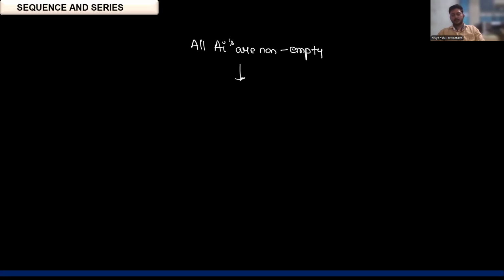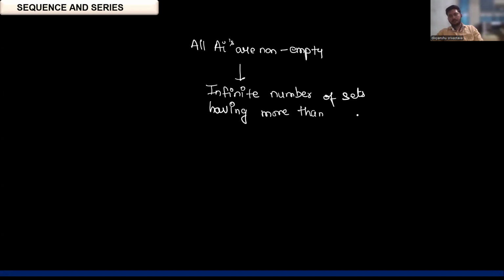Second, if an infinite number of sets have more than two elements, then their product from i equals 1 to infinity of Ai is uncountable.